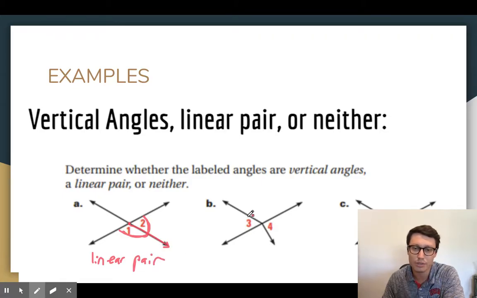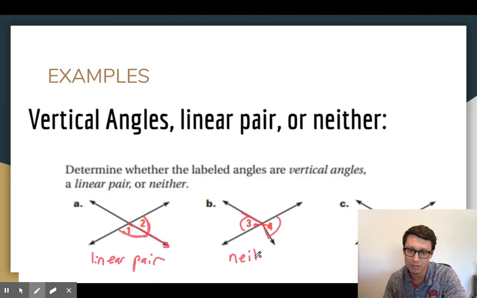Okay, angles 3 and 4. Are they next to each other? Are they adjacent? No, they are not touching each other. They do not share a ray. Are they opposite of each other? Yes, they are on opposite sides. So that makes us think maybe they're vertical, but is this line right here a perfectly straight line? No, it is not. So that ruins it. They are not vertical angles. These ones are neither.